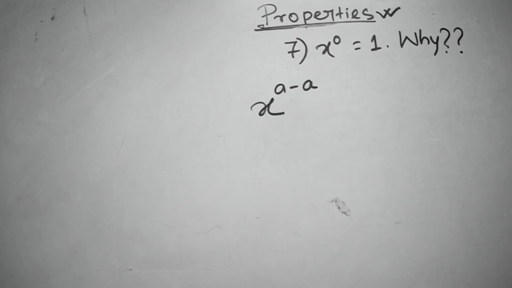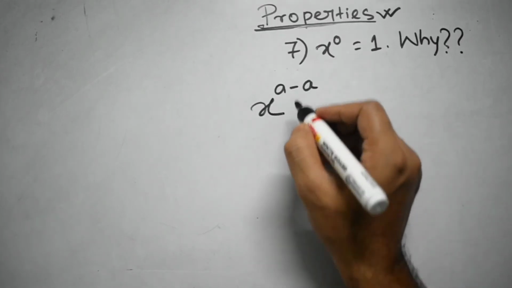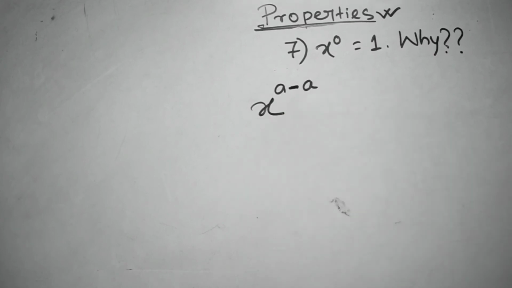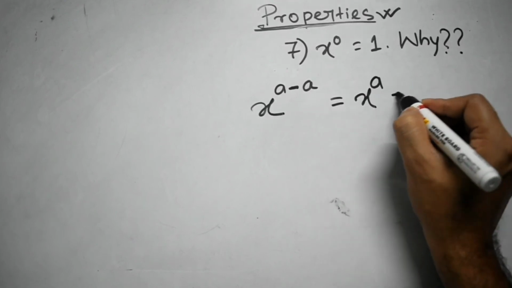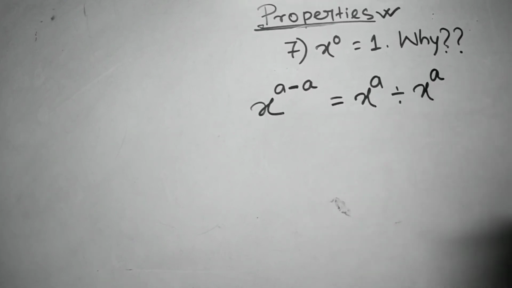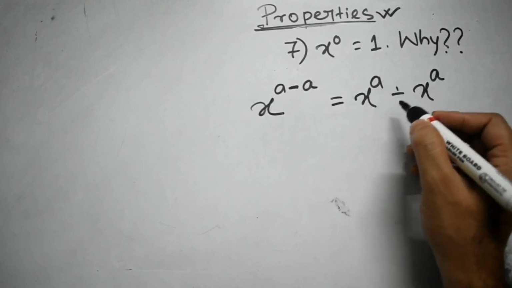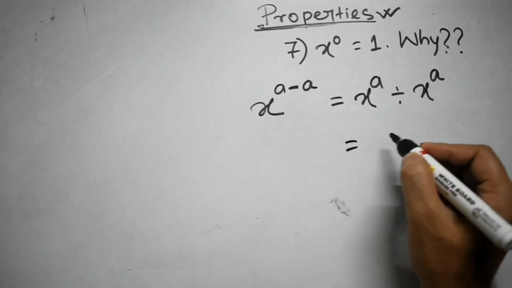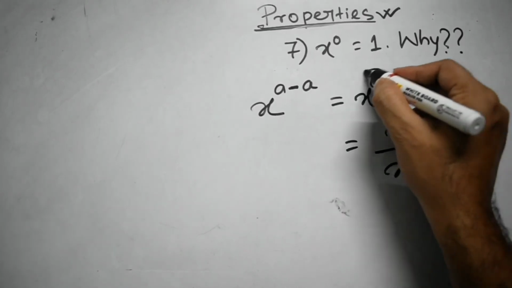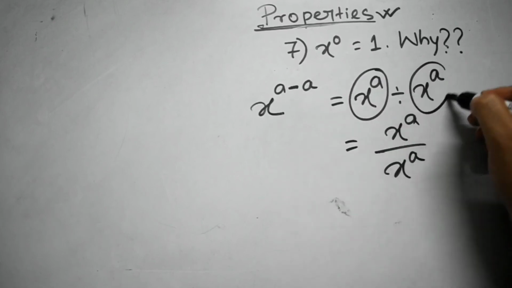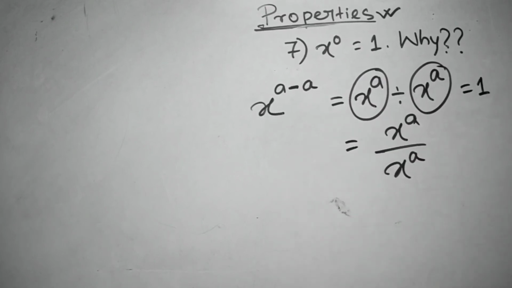Now, as we have a subtraction sign in the exponent, that means there must be a division sign. When I write it like this, x to the power a divided by x to the power a, right? So when we have x to the power a divided by x to the power a, it can be written as x to the power a by x to the power a, and any number when it is divided by the same number, we get 1. It is as simple as that, right?